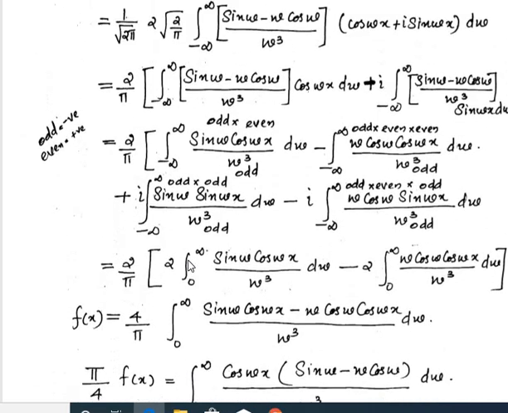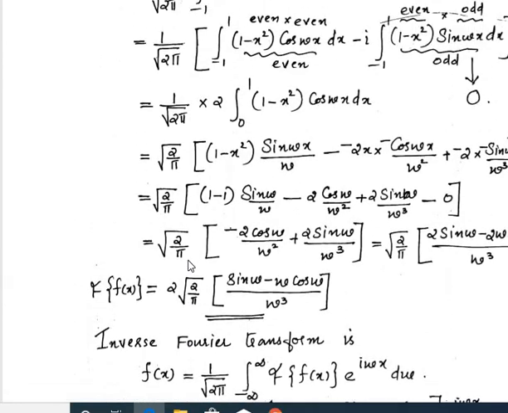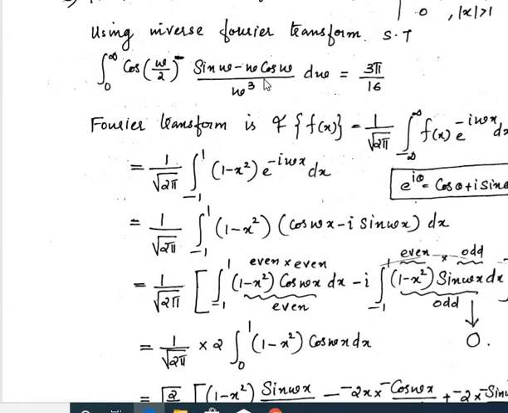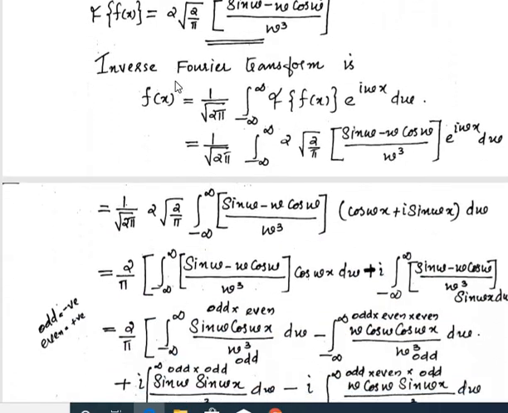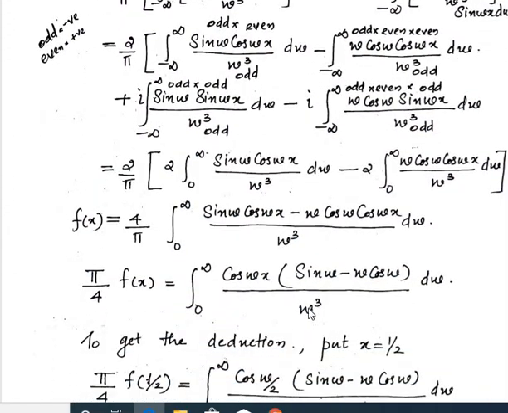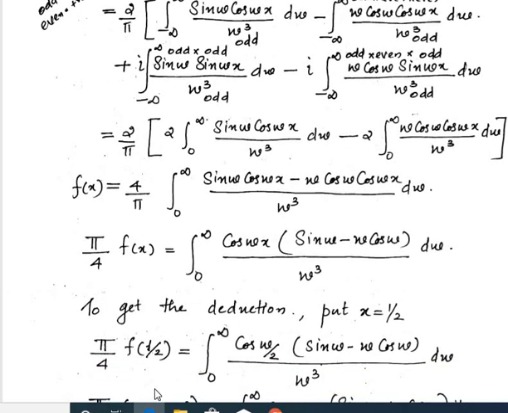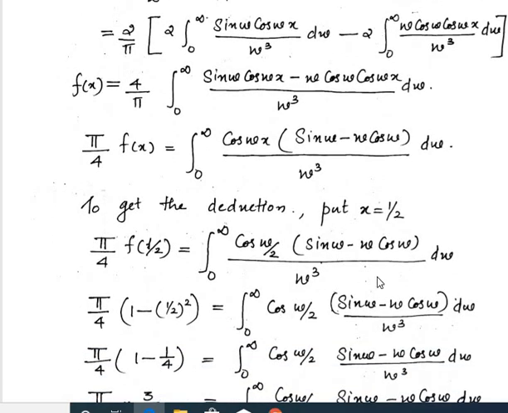Now we check the deduction formula that we need in the question. It is sin omega minus omega cos omega by omega cube, and it is cos omega by 2. We need cos omega by 2, but we get the expression with cos omega x. This term is the same, only here it is cos omega by 2. And for getting the deduction we put x equal to 1 by 2. So left side also put x equal to 1 by 2. It becomes pi by 4 f of 1 by 2 equals integral cos omega by 2 into sin omega minus omega cos omega by omega cube d omega.